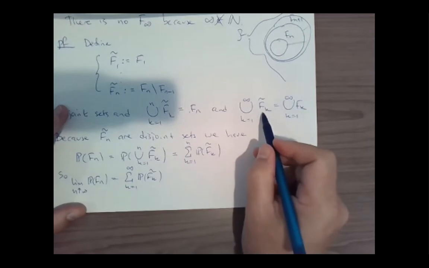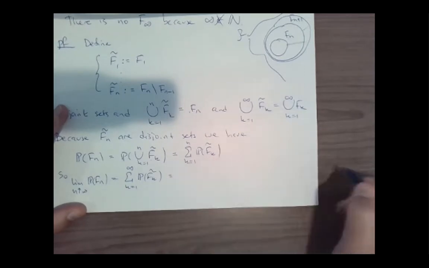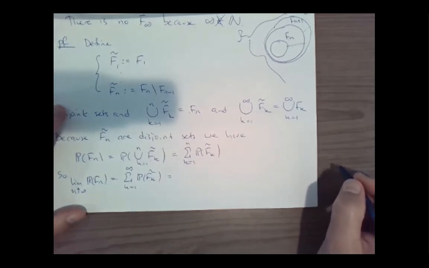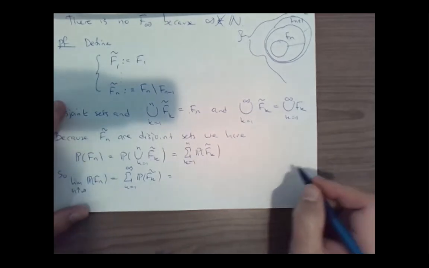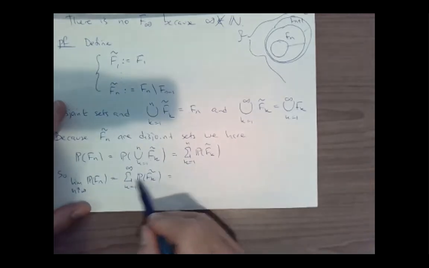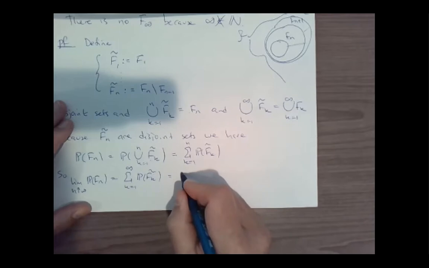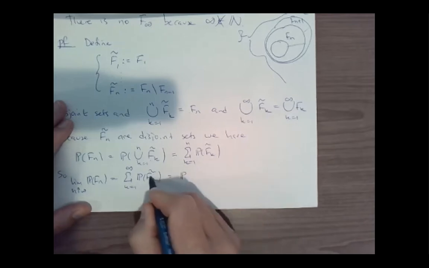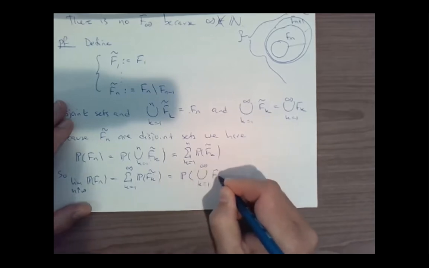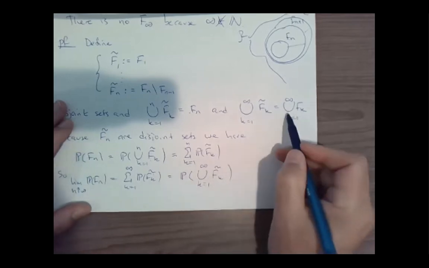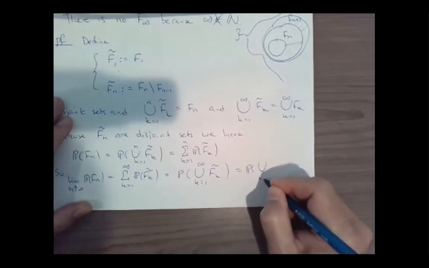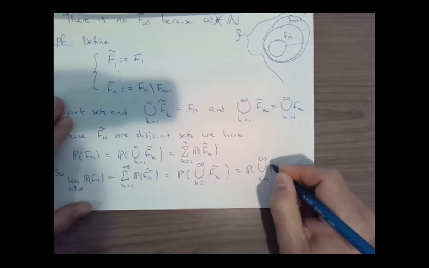And then I use a property over here. This is exactly the same as what? I need to move the sum inside. I can do that because the tilde sets are disjoint. So I get the union from 1 to infinity of F tilde k, and then I use the property that this is the same as P of Fk.